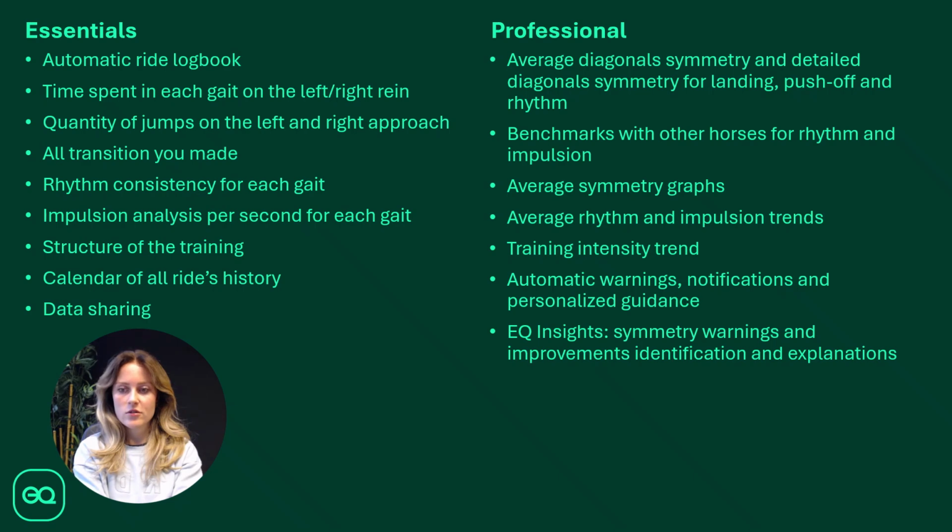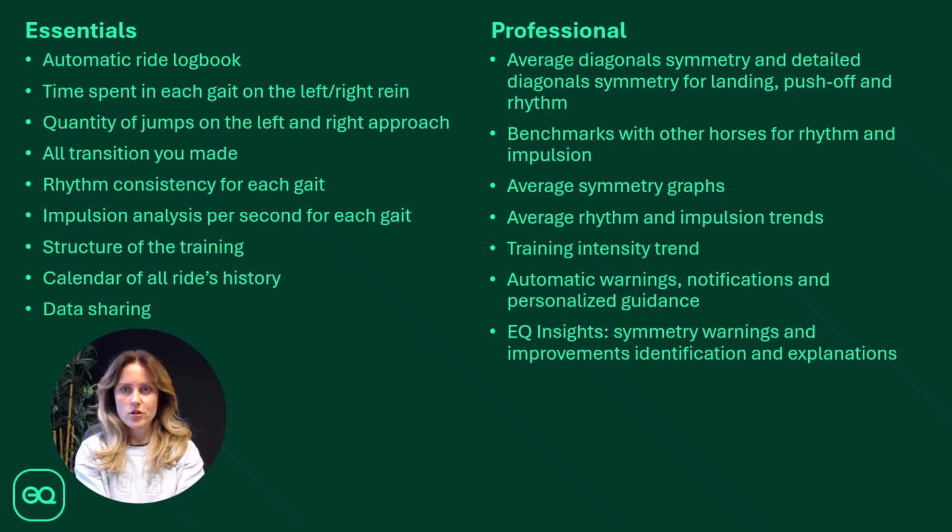You can see all the transitions you made, the rhythm consistency for each gait, the impulsion analysis per second for each gait, the structure of the training, the calendar for all your rides history, and the data sharing. When you want to see more, you can choose for a professional subscription.